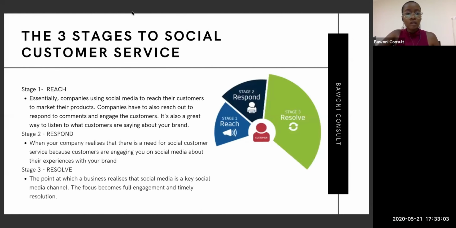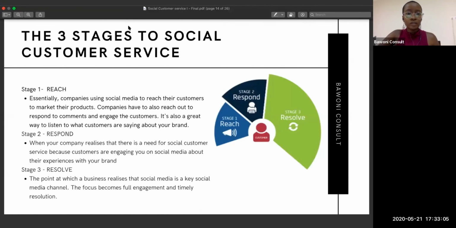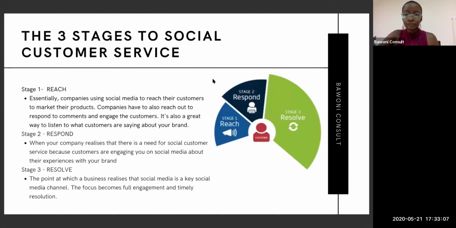So we're going to talk about the 3 stages to social customer service. Basically, the 3 stages are the holistic or natural progression that brands take before they start thinking about social customer service. Ideally, you should be thinking about it from the beginning of setting up your business, but that doesn't always happen. Usually, businesses set up their social media pages to reach their customers and to market their products.